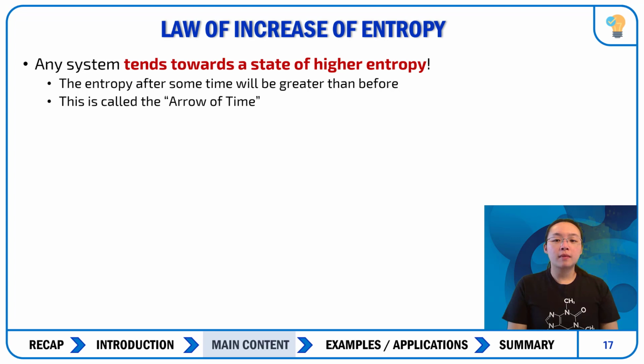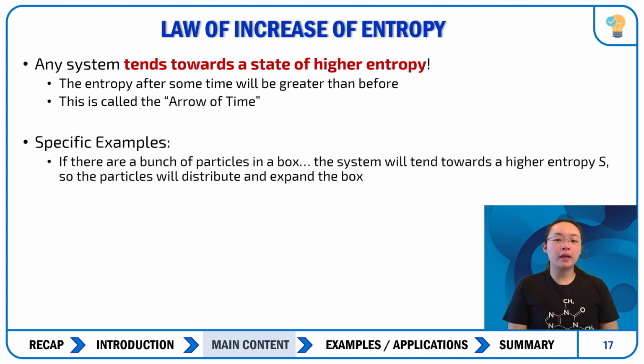So a specific example would be looking at particles in a box. The system over time is going to tend towards a higher entropy S, so the particles are going to distribute more and expand the box. So just looking at the box itself and the particles, over time, if they're all the same molecules, they're going to try and rearrange themselves randomly, and the assumption is that they're going to tend towards that higher state of disorder.